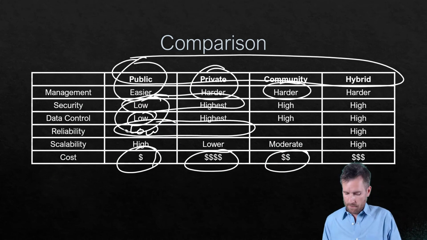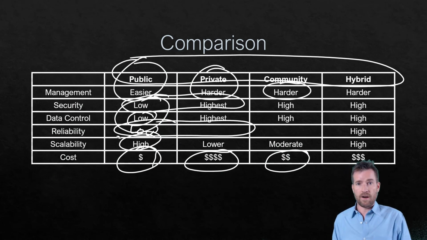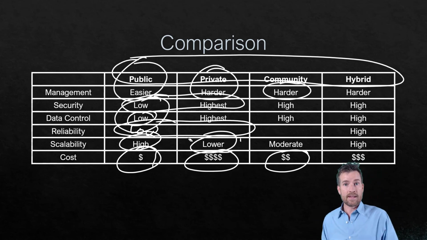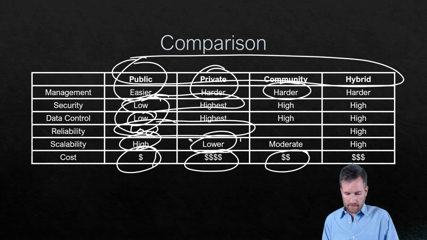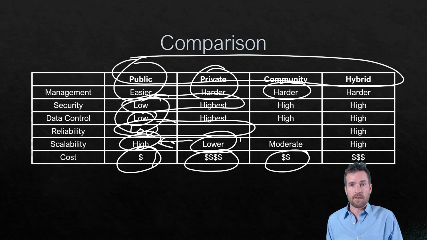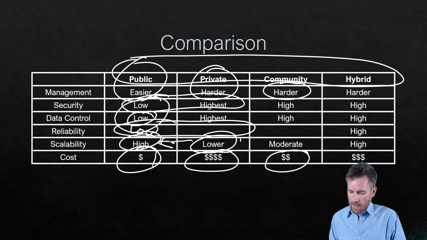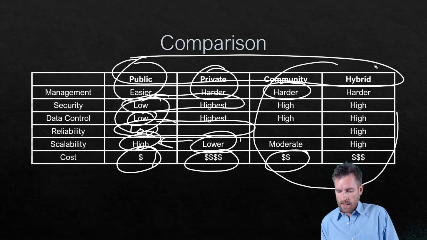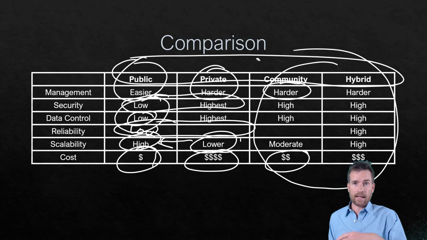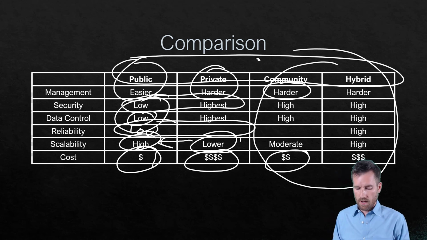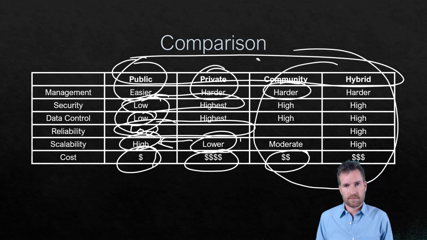Scalability, I would say public cloud wins it. Public cloud is very scalable. You can have that in private cloud, but it takes a lot of engineering to get the same amount of scalability that the public cloud has to offer, and of course, that's going to cost even more. And then the community and hybrid clouds could vary depending on how you have that set up and who you're partnering with. But this is the layout of the comparison of those different models.